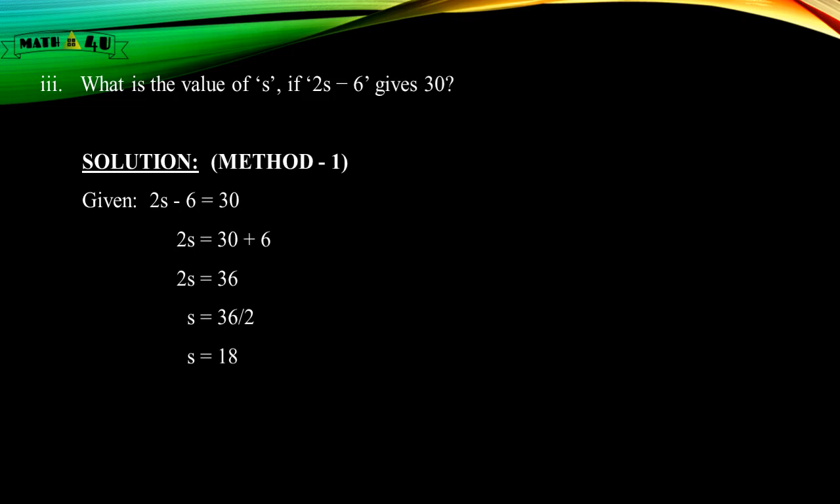If 2s is equal to 36, then the value of 1s, that is s, is equal to 36 divided by 2. When you divide 36 by 2, the answer is 18. Therefore, the value of s is equal to 18.